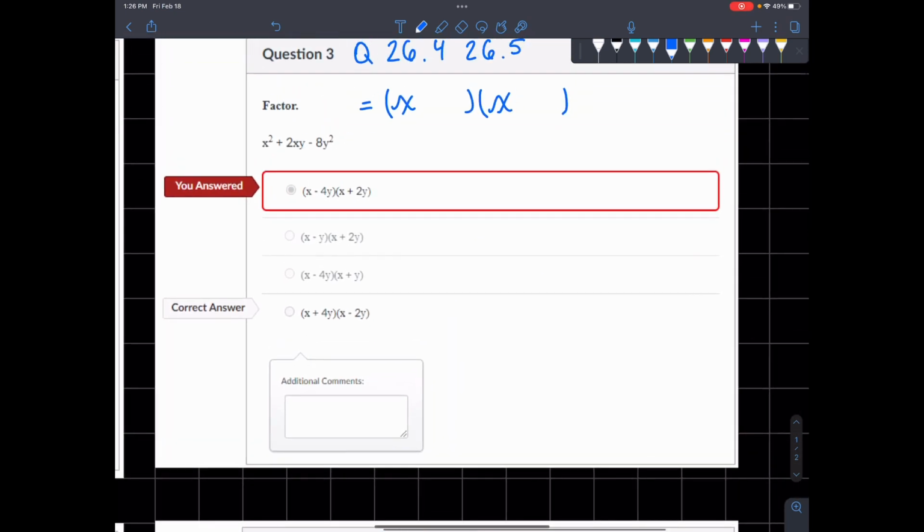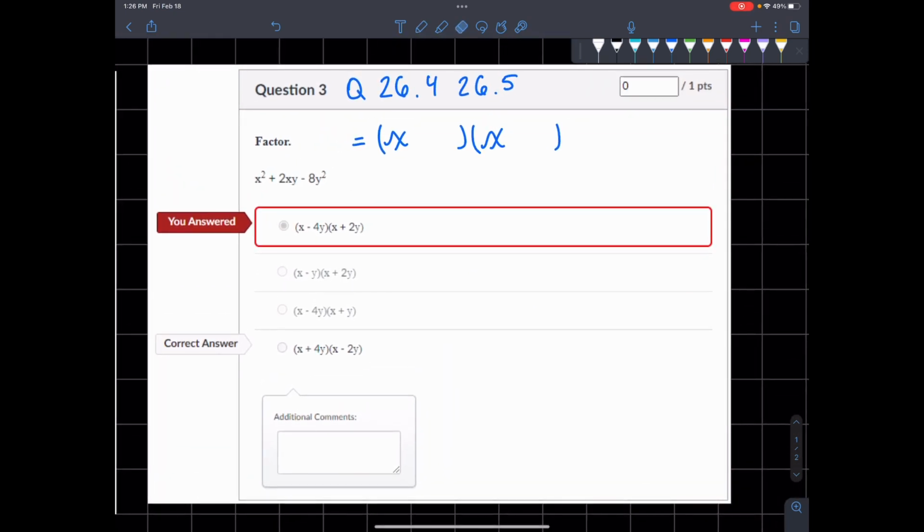All right, moving up to question 3 on quiz 26.4, 26.5. Again, it's another factoring question. So let's write out our brackets. We've got two variables that need to multiply together to make x squared. That's going to be x and x. And we're looking for two numbers that multiply together to make negative 8 and add together to make plus 2.